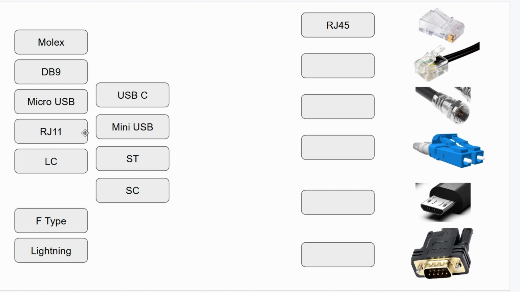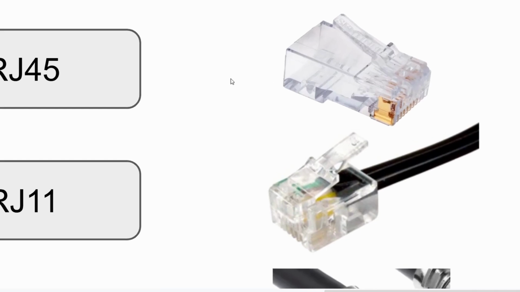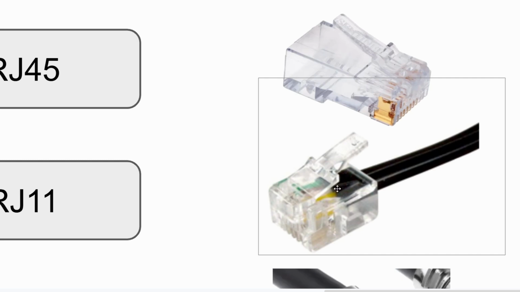So this second one is an RJ11. Okay, they both sound similar, starting with RJ, and they both look similar as well. RJ45 is for wired Ethernet connections, and RJ11 is for telephone connections. Now, they look similar, but if we zoom in, we can actually see that the RJ45 cable has more of a rectangular look to it, whilst the RJ11 is smaller and has more of a square look to it. And that is essentially going to be the difference.